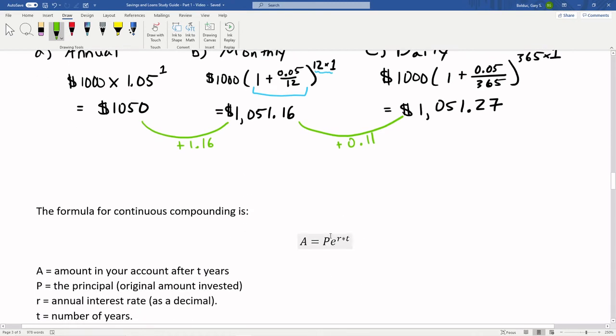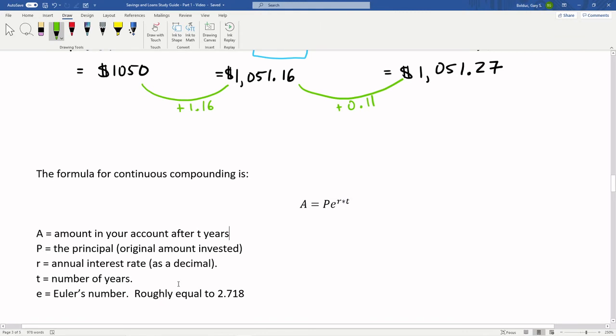N, trying to go to infinity, gets absorbed into your 1 plus and your rate, and they all meld together and become this number e. This crazy number e, which is not so crazy. It's called Euler's number, and it's about 2.718. That's the number.